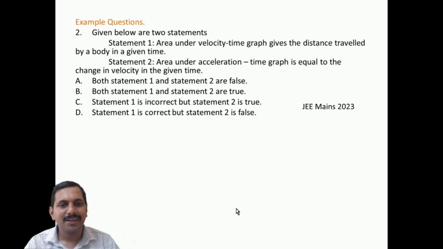Next. This is a fantastic question which has come in JEE Mains 2023. Given below are two statements. Area under velocity time graph gives the distance traveled by the body at a given time.